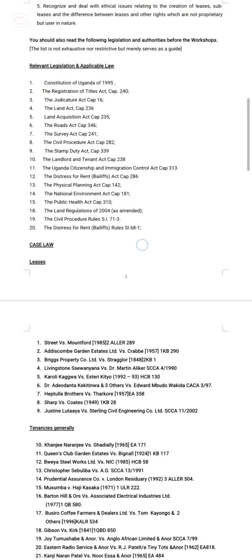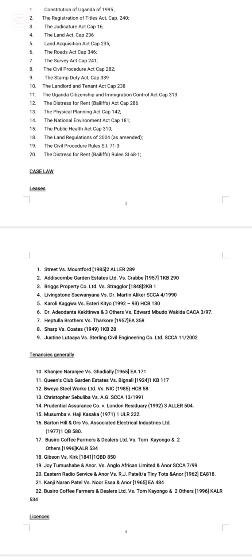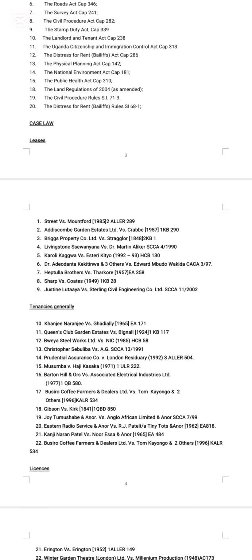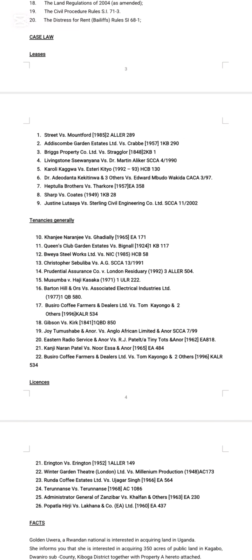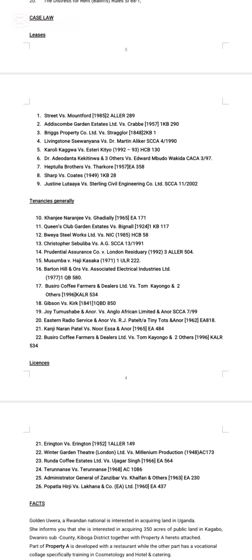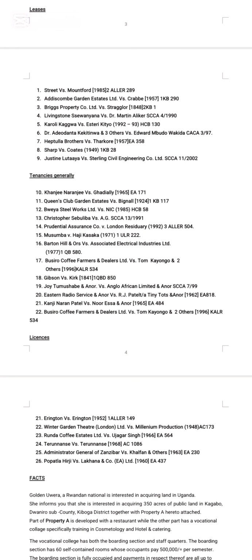So basically, we are looking at different kinds of cases here. We have the Street versus Mountford case, which is a locus classicus on leases, because they talk about how, in leases, the lessee enjoys exclusive possession. So you have to look at the features of the lease as explained in Street versus Mountford, but also Justine Rutaya versus Sterling Civil Engineering Company Limited, where they say that the lessee enjoys exclusive possession of the property for a given period of time.